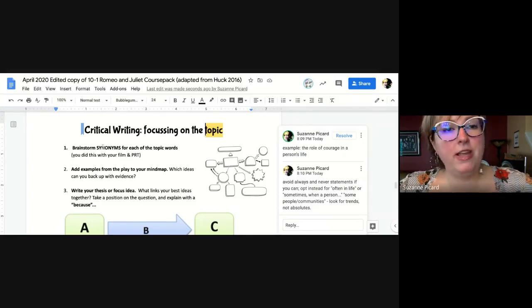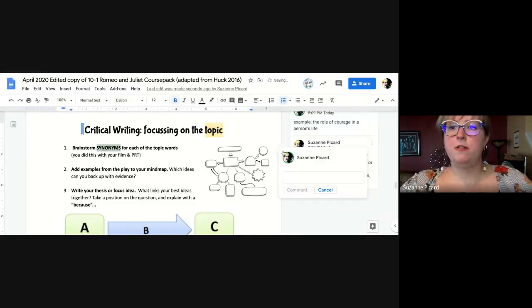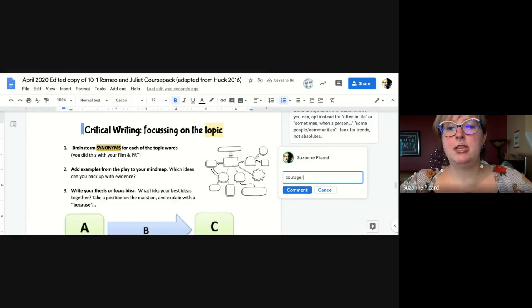Now, you would hopefully have brainstormed synonyms. So for me, I'm going to say courage equals, here's a big list: determination, bravery, standing up, right?